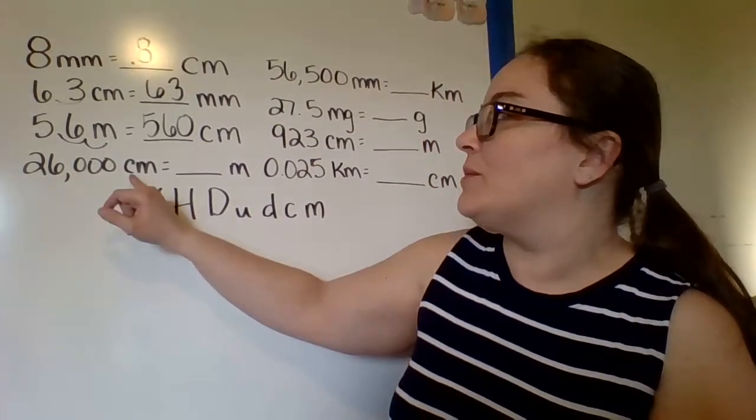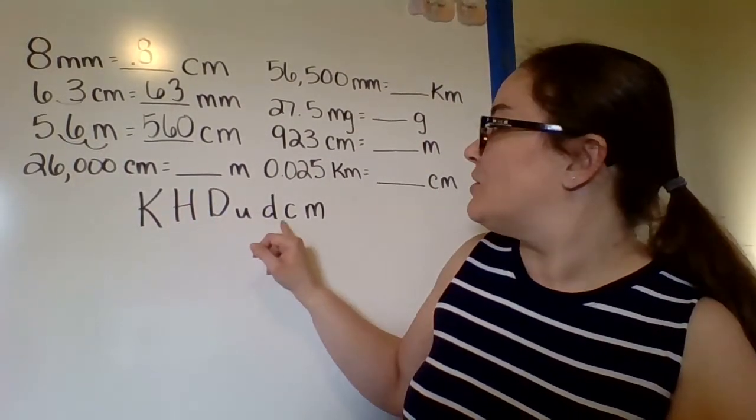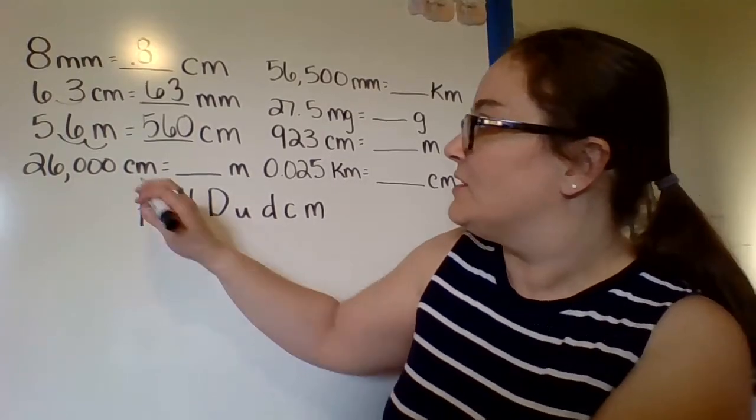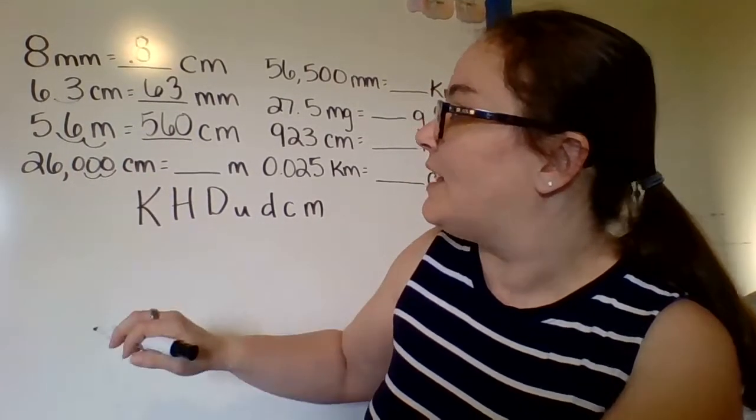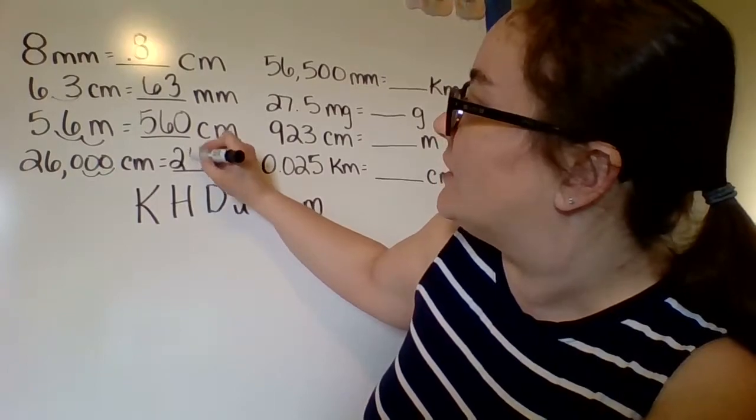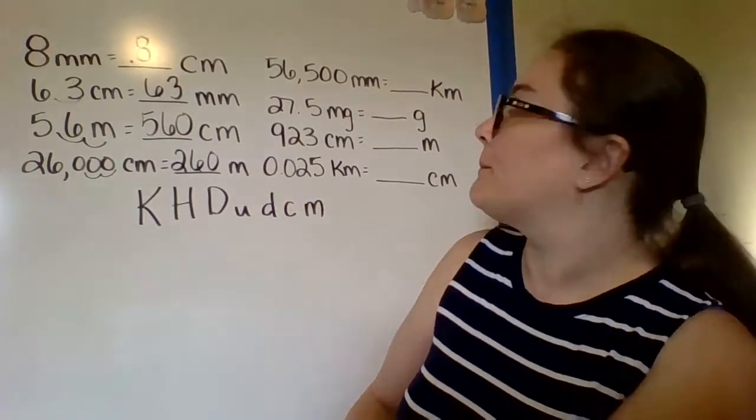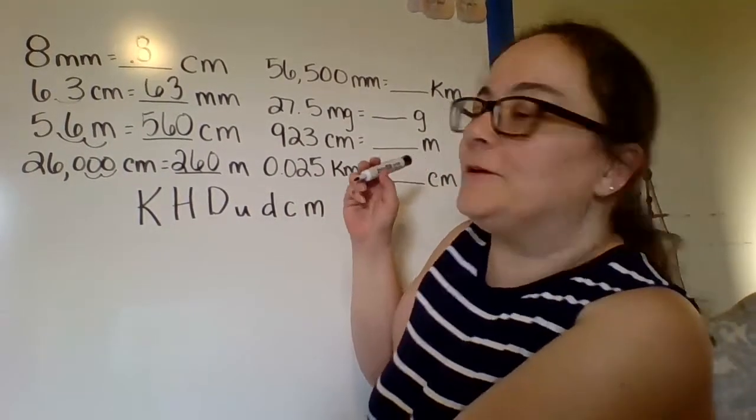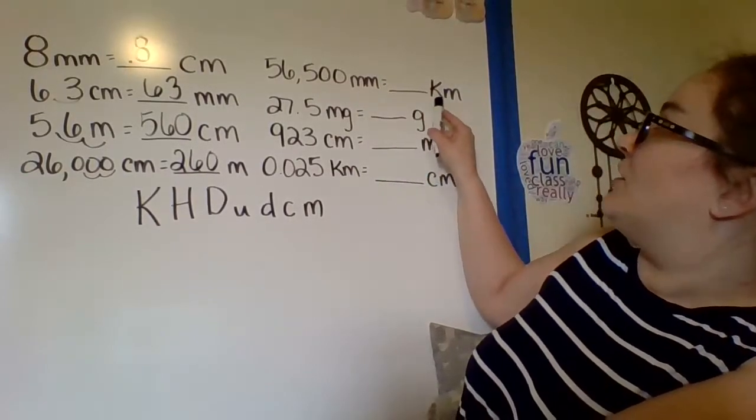For this one, we're going from centi to unit. So that's 2 to the left. So 1, 2 to the left makes it 260. All right, getting on over here, starting at M, ending on K.